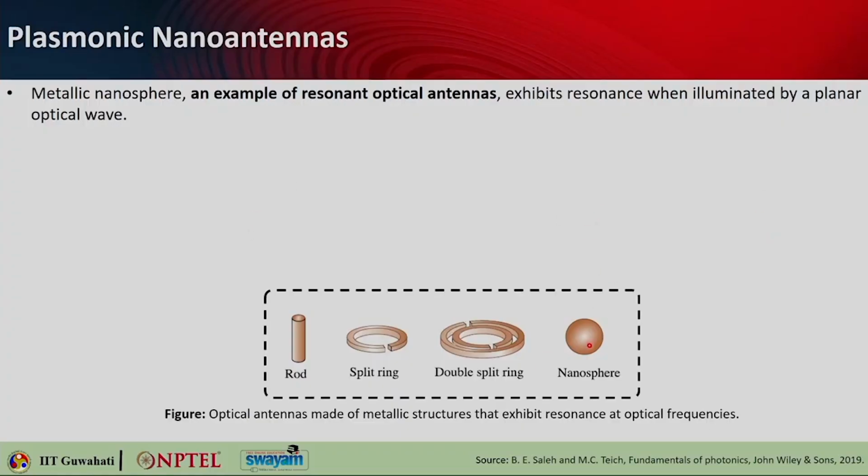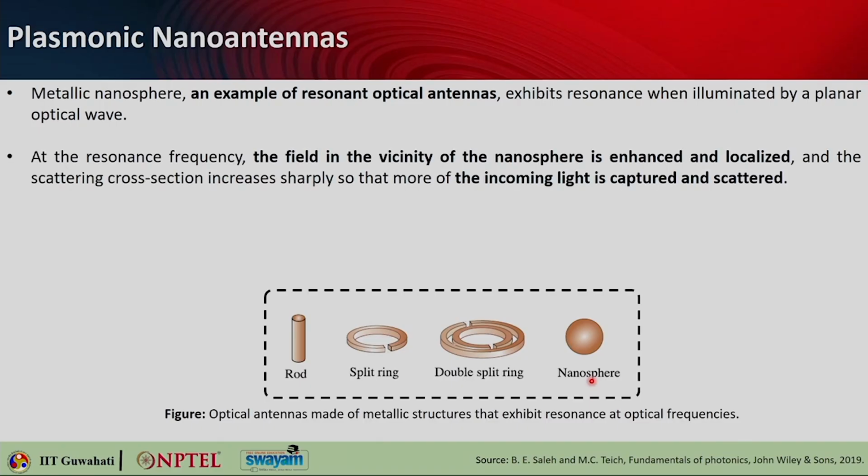Now, a metallic nanosphere looks pretty simple as an antenna. This is basically an example of a resonant optical antenna, and it exhibits resonance when it is illuminated by a planar optical wave. Now, why am I starting with this? Because this is nothing but a plasmonic nanoparticle, or you can think of any metallic nanoparticle in the optical regime. Okay. And as we mentioned, you can excite localized surface plasmons by direct illumination. So, you can simply shine light on this nano antenna and it will start giving you that kind of characteristics.